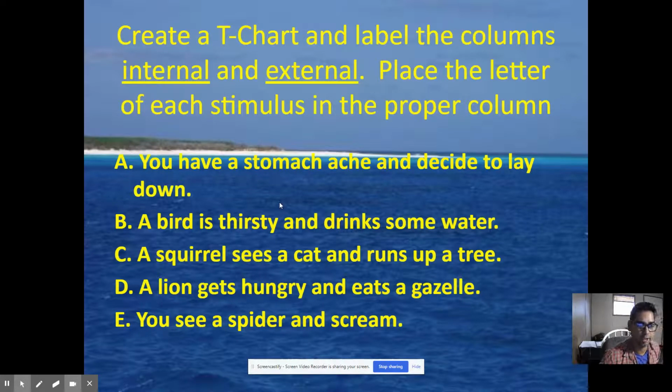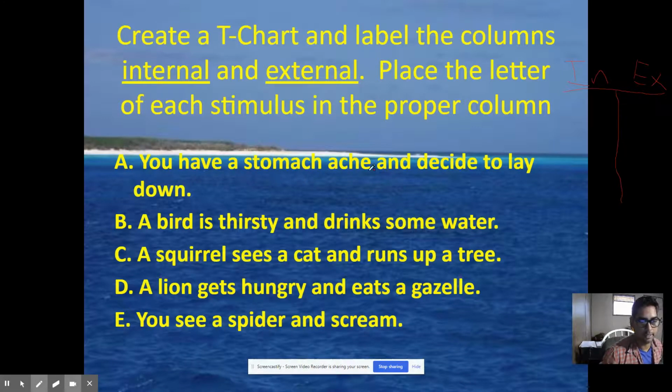So go ahead and create a T-chart. Let's see if I have a writing tool here. Ooh, I do. So create a T-chart. And then we're going to have internal, and then external. You can work ahead, guys. So make sure either pause the video or work ahead and see if you're right. Place the letters in your stimulus.